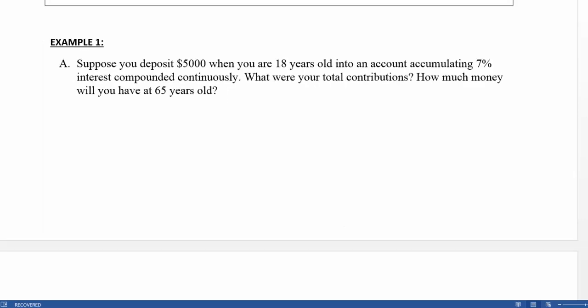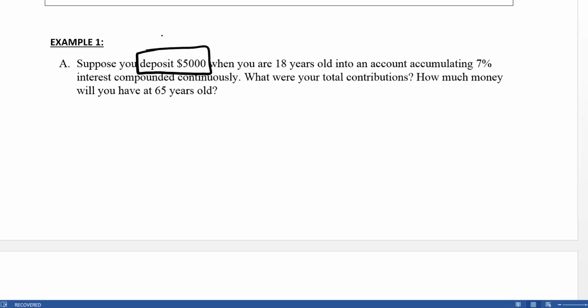Example 1, Part A. Suppose you deposit $5,000 when you're 18 years old into an account accumulating 7% interest compounded continuously. What were your total contributions, and how much money will you have at 65 years old? So notice here that we're doing a one-time deposit of $5,000.